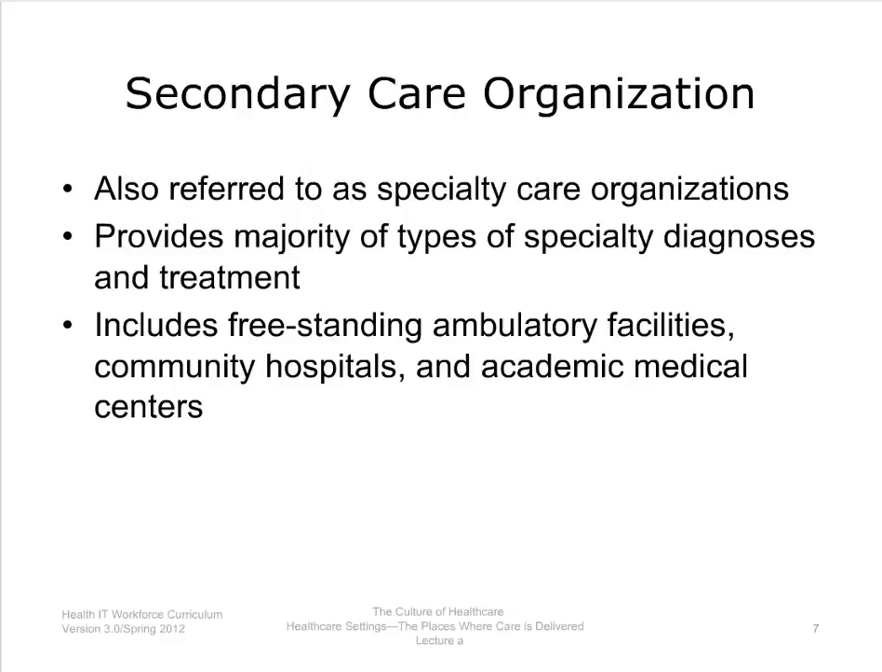Secondary care organizations represent more specialized care and are also called specialty care organizations. These can provide many types of specialty care, such as surgery, cardiology, physical medicine, or burn care. The majority of secondary care is provided by community hospitals and academic hospitals. Much of secondary care can now be provided in freestanding ambulatory facilities, such as surgery centers.